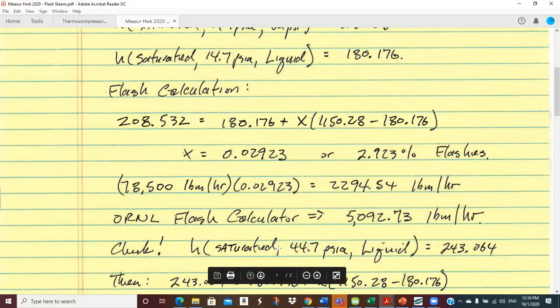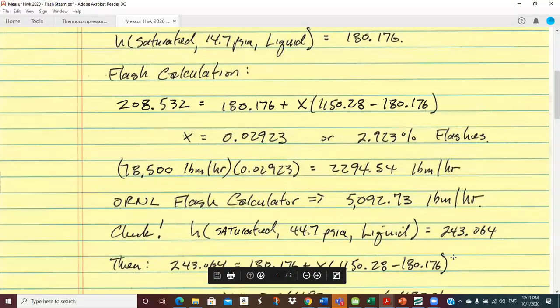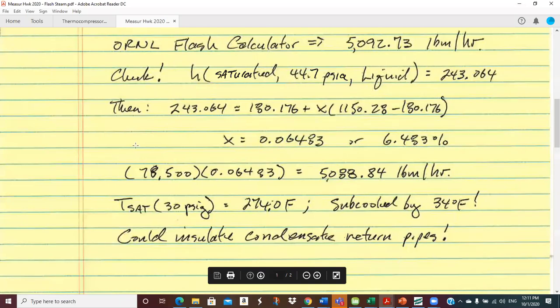But anyway, I go back to my little tables, at 30 PSIG saturated liquid, and it's 243. So my table agrees with theirs pretty much. And then you just put 243 over here and do the same calculation, and I get 6.483%. And I take that times 78,500 and I get 5,000. This gets about 5,089. And so the tables they're using are probably better than that little calculator of mine, but it's basically the same answer. So that explains the difference.